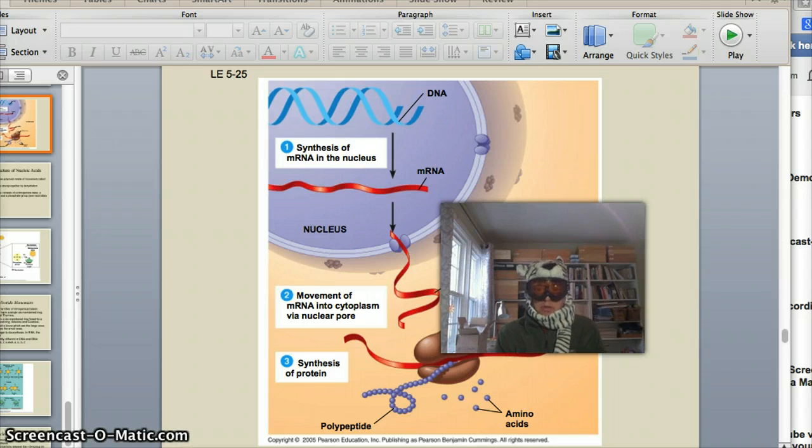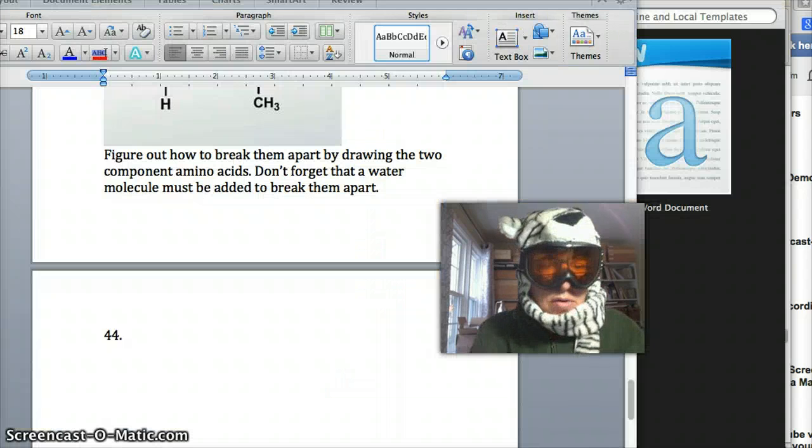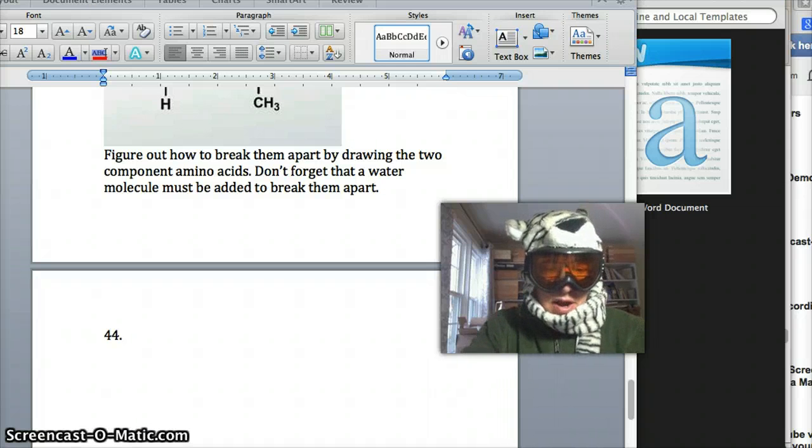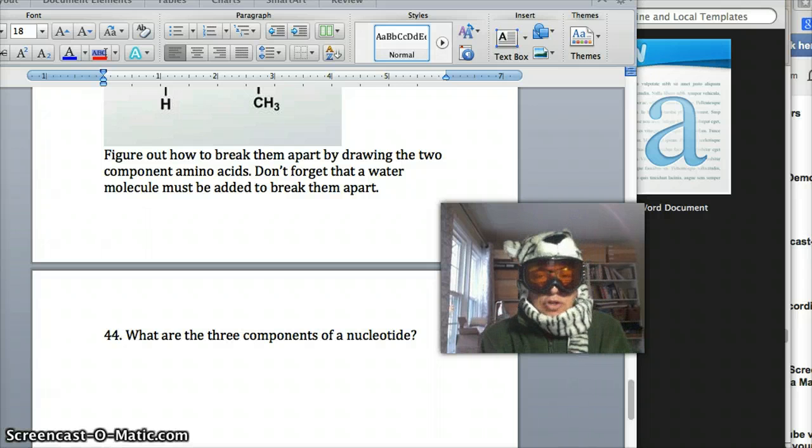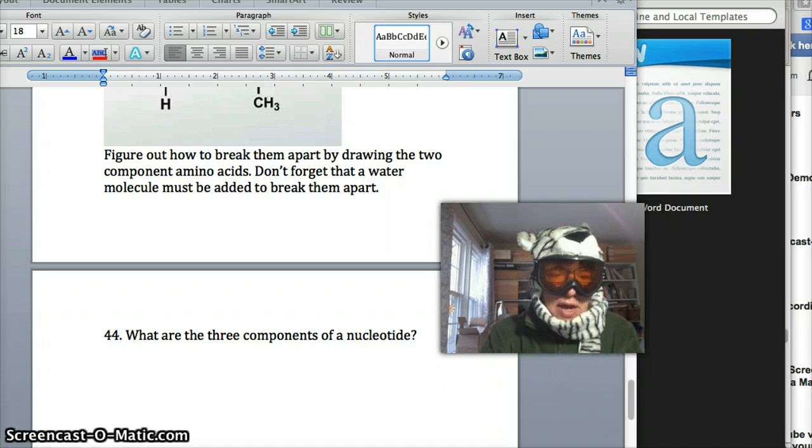The first thing we're going to do is question of the day. Okay, here is the question of the day, number 44. What are the three components of a nucleotide? Why don't you go ahead and pause this while you write down the three components, and while you're at it, why don't you try to string them together into a nucleotide? Okay, so pause it, go ahead, do it right now.